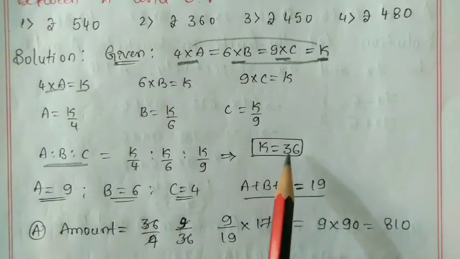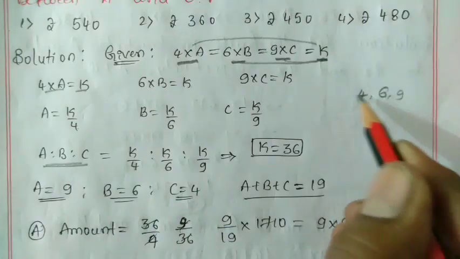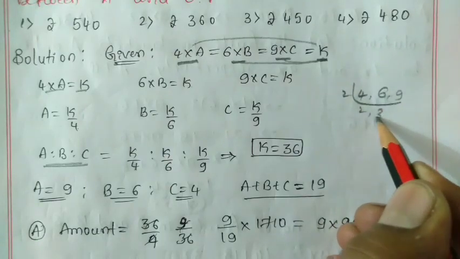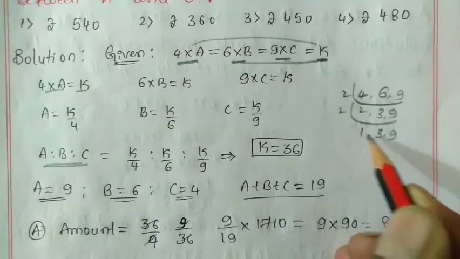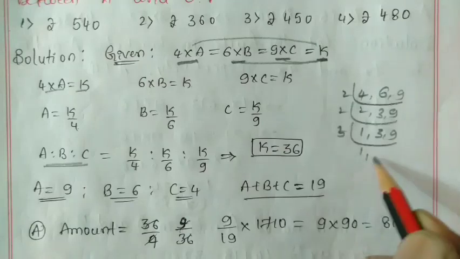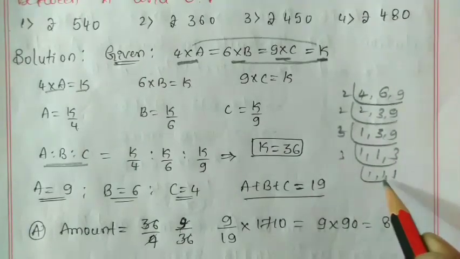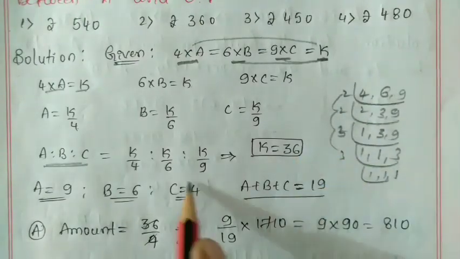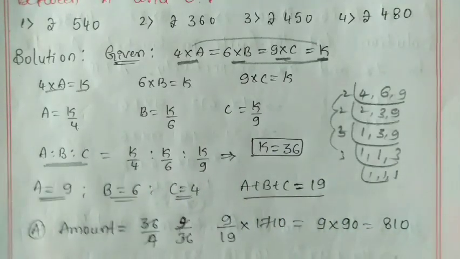The LCM of 4, 6 and 9 is 36. Let me check it. Take 2: 2 twos are 4, and 2 threes are 9, writing 9 as it is. Again take 2: 2 ones are 2, write 3 and 9 as they are. Then take 3: 3 ones are 3, 3 threes are 9. Then 2 twos are 4, 4 threes are 12, 12 threes are 36. So the LCM is 36, right?